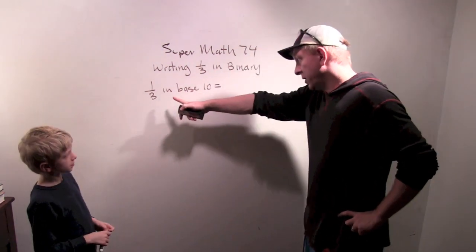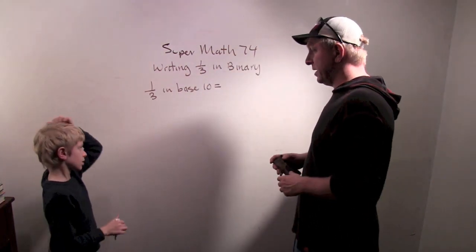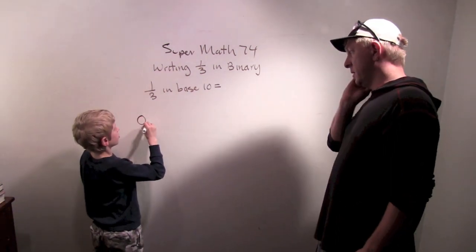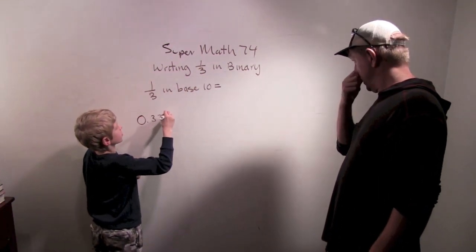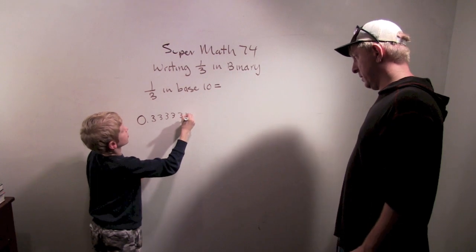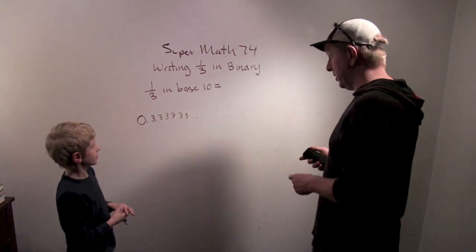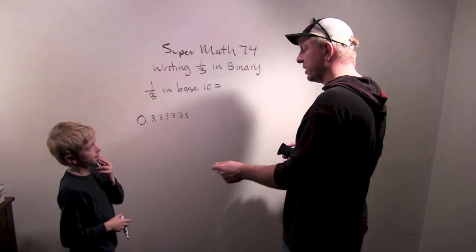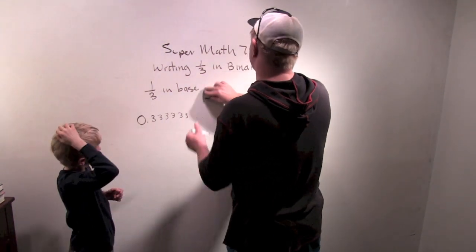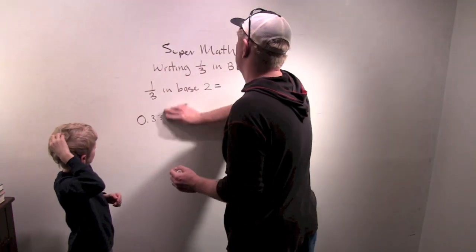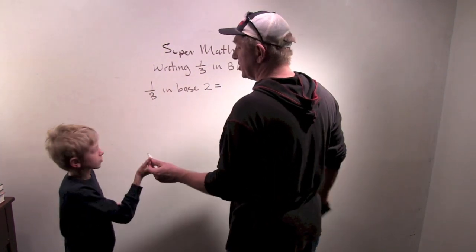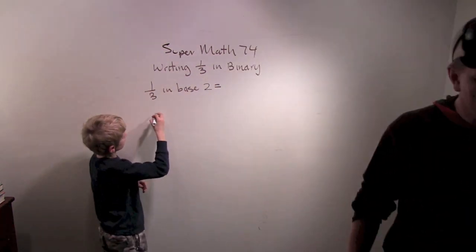Can you write what 1/3 equals in base 10? Well, it's 0.33333, and the 3's repeat. Okay, so we know what it is in base 10. Now we're going to try to write it in base 2. So this should be interesting. What do you think you need to do?